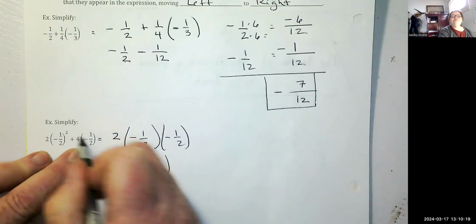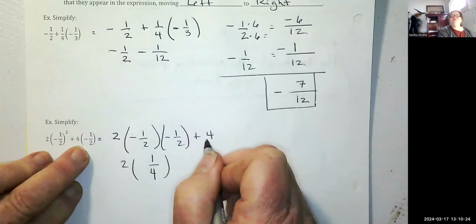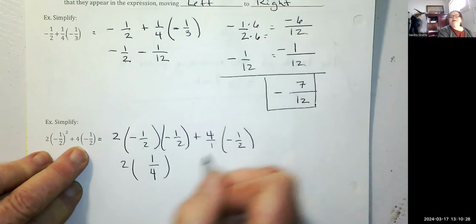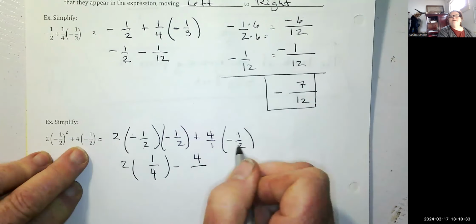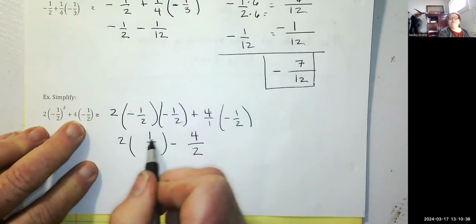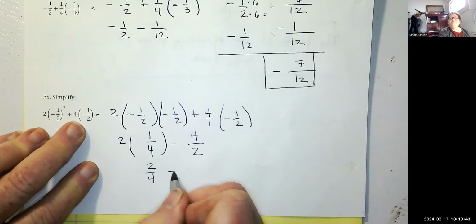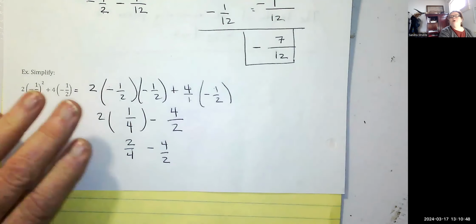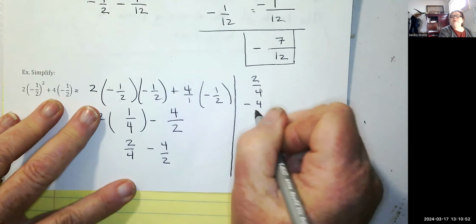All right, now I've got this 4. This is plus 4 times, so this is 4/1 times negative 1/2. Positive times a negative is a negative. 4 times 1 is 4, over 1 times 2 is 2. All right, we need to multiply this 2 and 1/4. 2 times 1 is 2, over 4, minus 4 over 2. Okay, now that I'm just to the addition and subtraction part, I'm going to rewrite this with 2/4 minus 4/2.